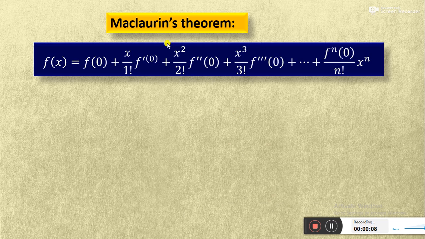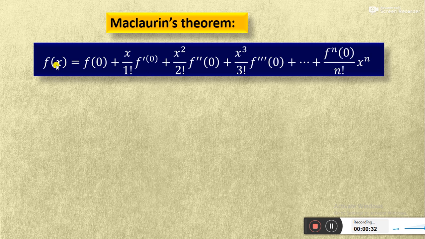This is the Maclaurin's theorem's equation. f(x) = f(0) + (x/1!) f'(0) + (x²/2!) f''(0) + (x³/3!) f'''(0) + etc. + (fⁿ(0)/n!) xⁿ. This is the Maclaurin's theorem equation. We call this equation the Maclaurin's equation.